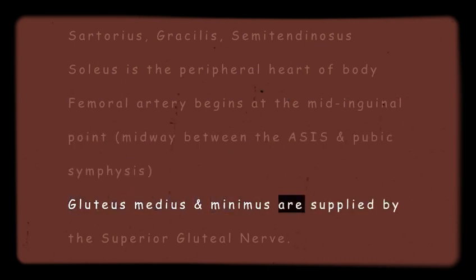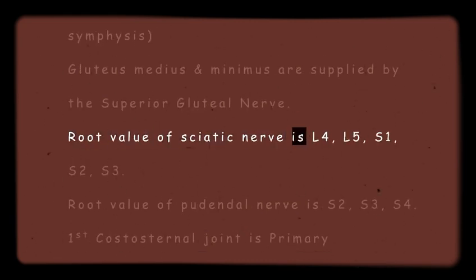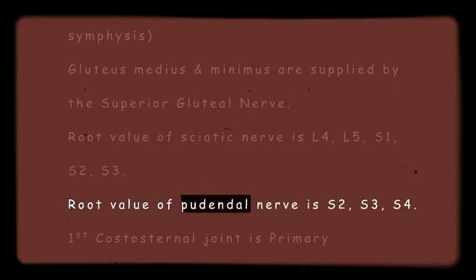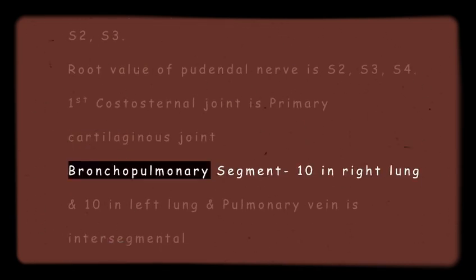Gluteus medius and minimus are supplied by the superior gluteal nerve. Root value of sciatic nerve is L4, L5, S1, S2, S3. Root value of pudendal nerve is S2, S3, S4. First costosternal joint is a primary cartilaginous joint.